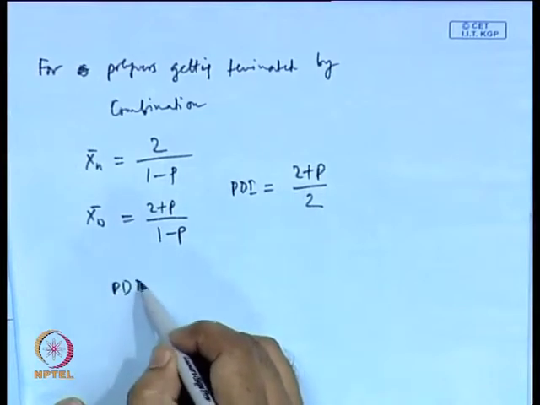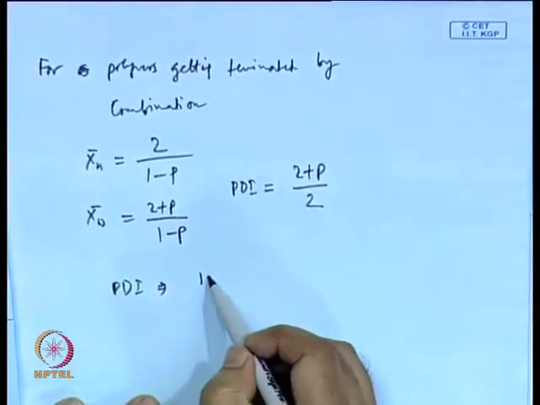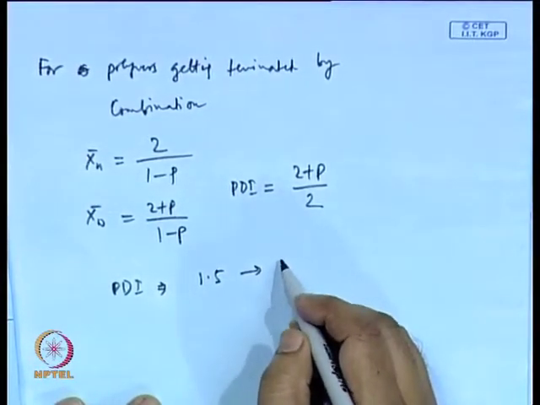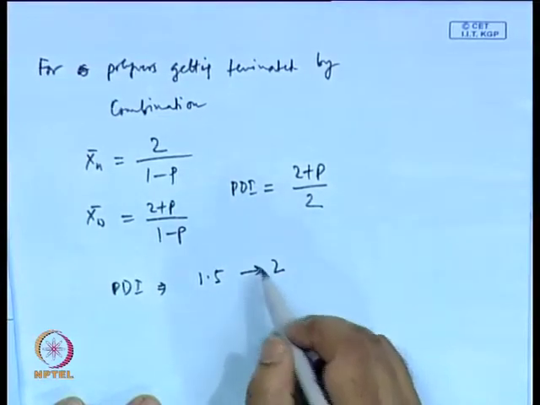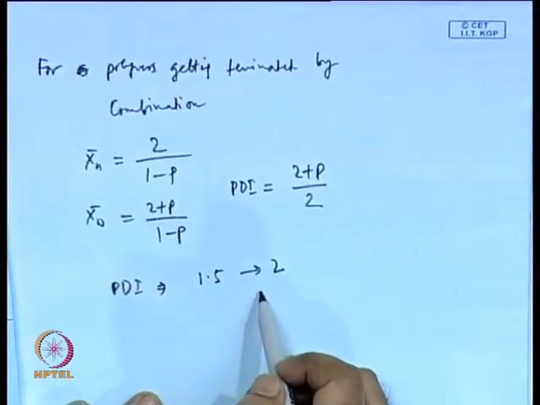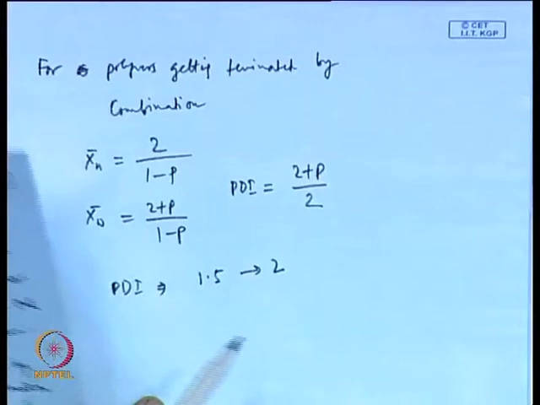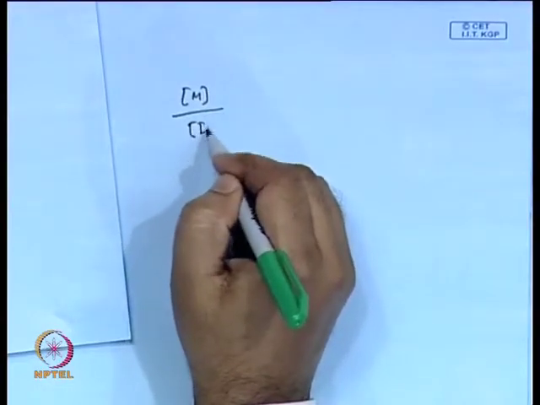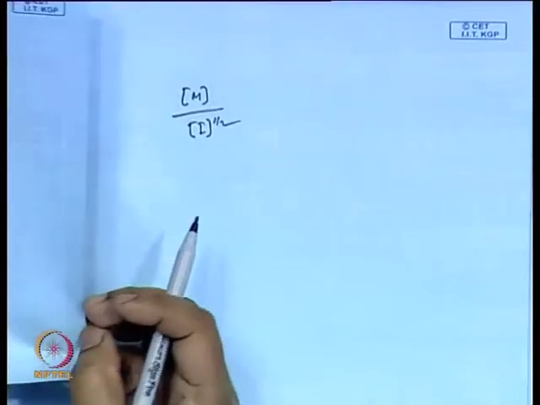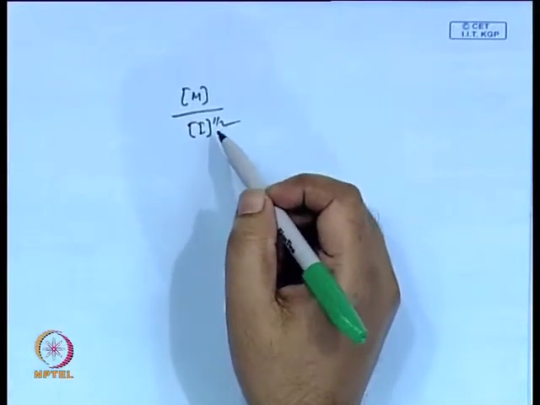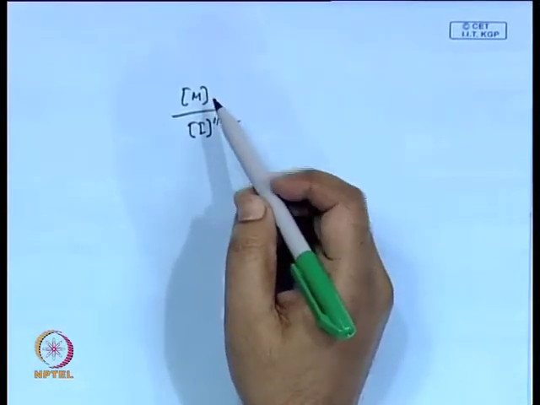So, the PDI value will be between 1.5, for the case where we have termination by disproportionation or transfer, and 2. So, it is expected that at low conversion the polydispersity will be between 1.5 and 2. Now, if the reaction continues, this value changes and actually becomes higher, because, as I said, the drop in initiator concentration is much faster compared to the drop in monomer concentration.